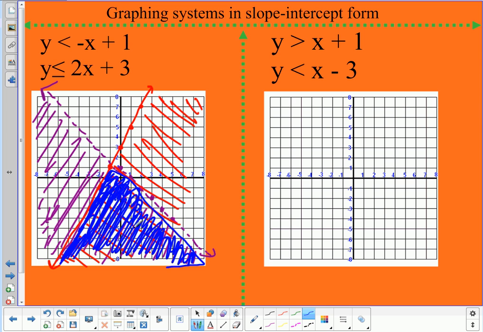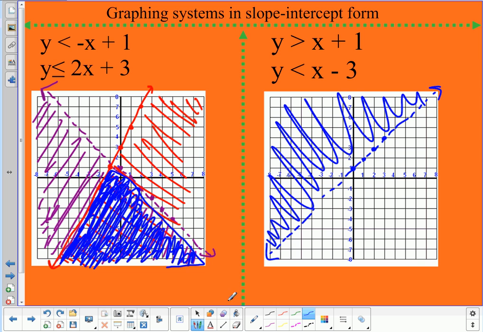All right, so let's try number 2 together and just see how we do here. In number 2, you have y is greater than x plus 1, so that is up 1, and then the slope is positive 1, so up 1 over 1, up 1 over 1, up 1 over 1. This is a dotted line. I'm going to shade above that line.